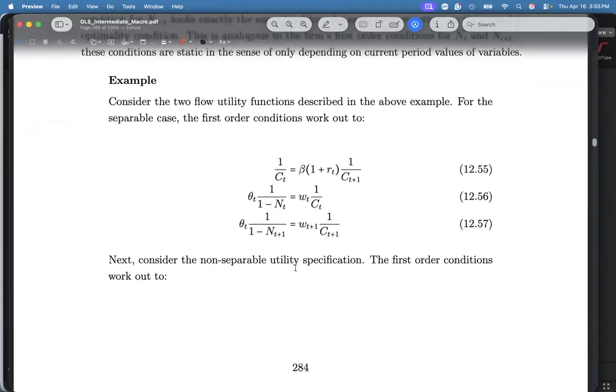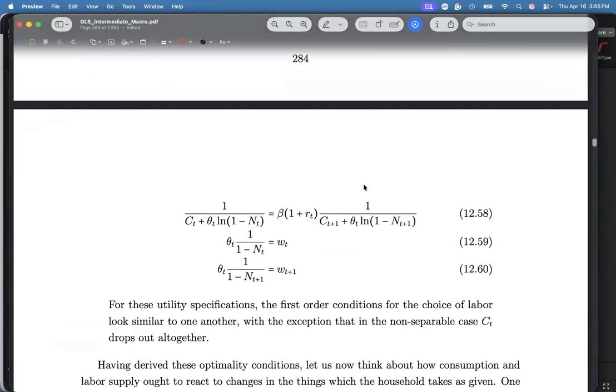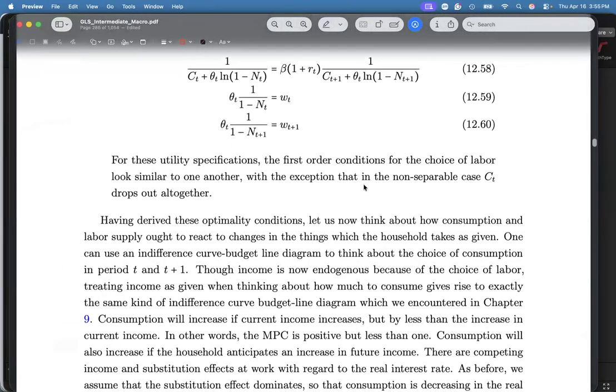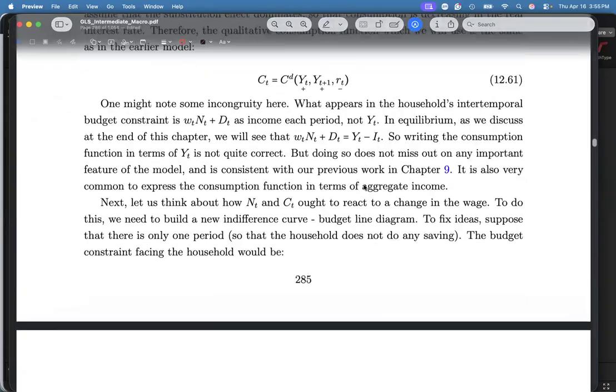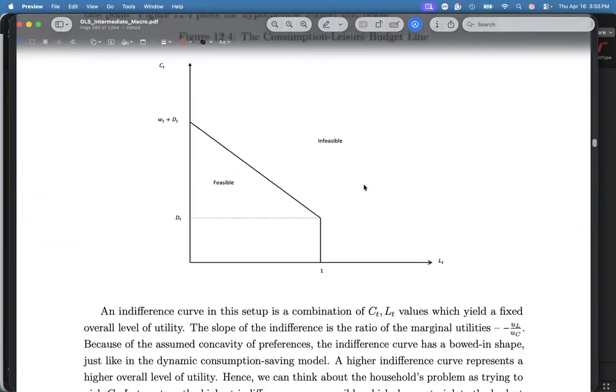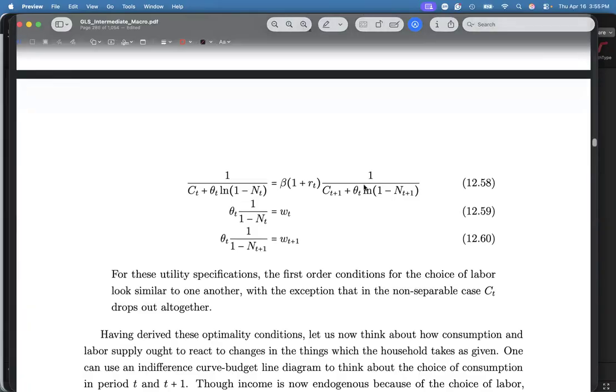So starting Tuesday, we will start here at 12.55. And I'm hoping that we'll be done with chapter 12 and maybe hopefully chapter 13 by Tuesday. Because the rest of this should be fairly easy, and maybe you've seen this in a previous micro class before. Any questions?